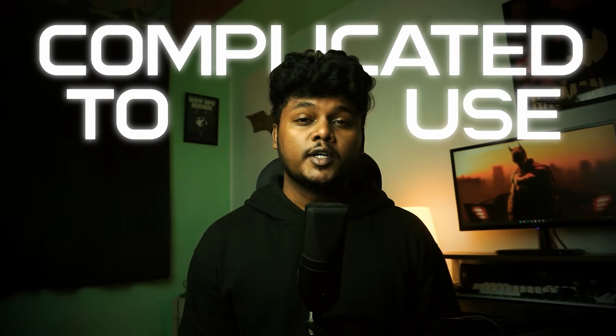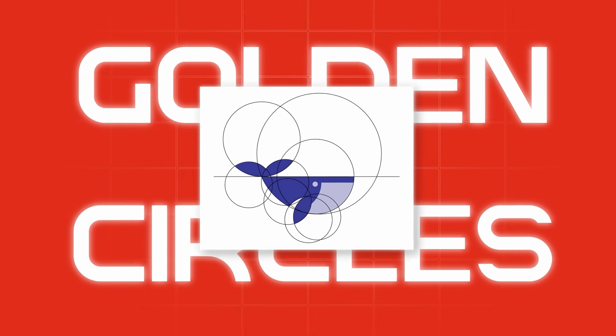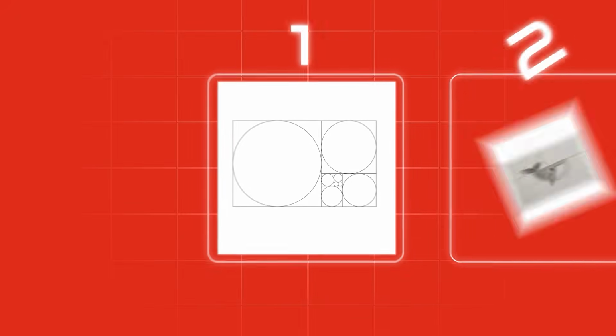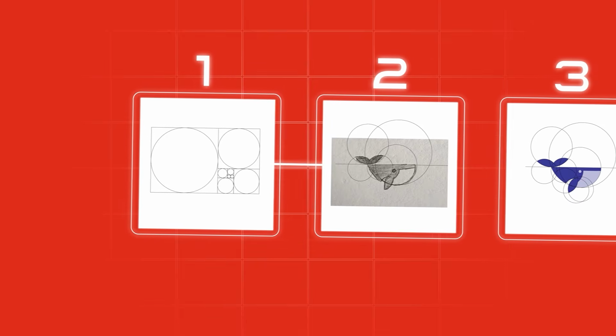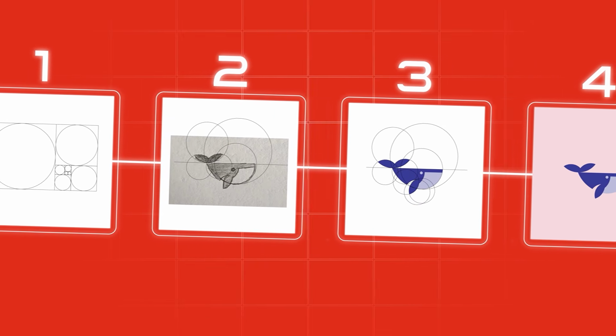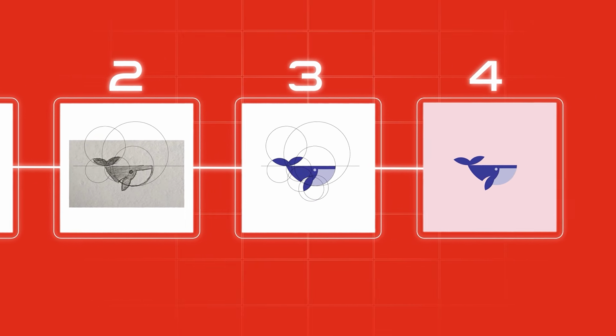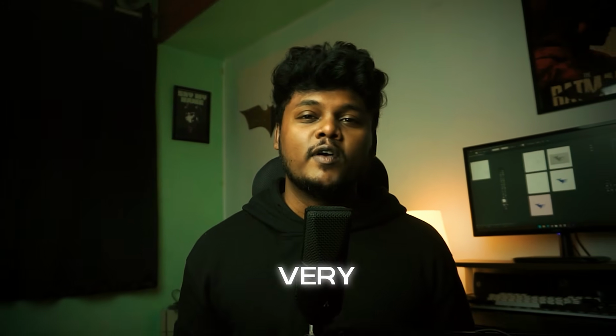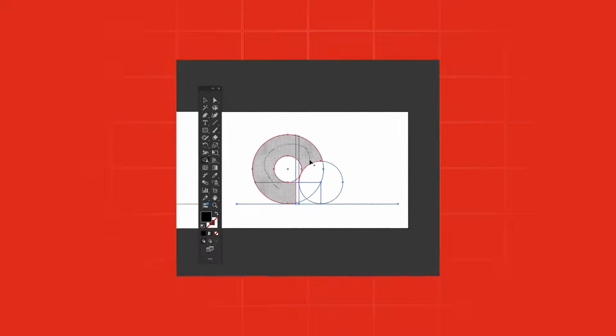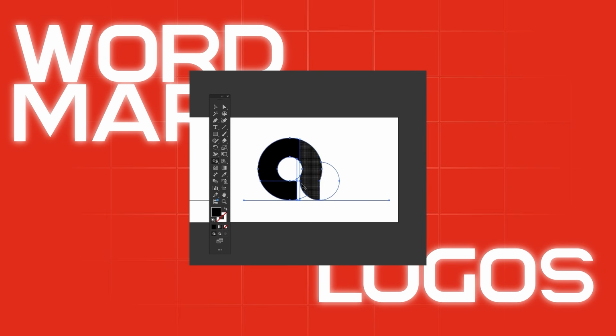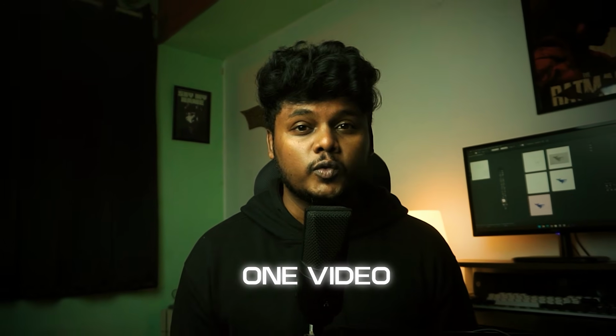It's not at all complicated to use golden circles for your logo design. Right from creating the golden ratio, arranging the circles, tracing them, using the shape builder tool, and finally finishing up the logo with colors. I'm going to teach you everything in a very simple way. I'll also show you a few additional techniques to create wordmark logos using the golden circles. Everything in this one video. Alright, sit back, relax, and let's get started.